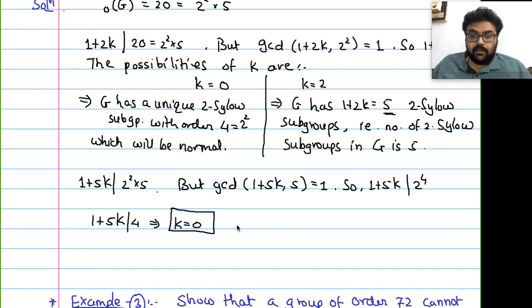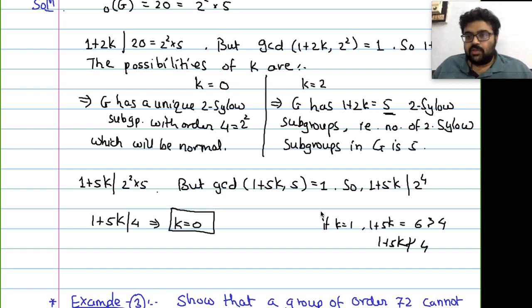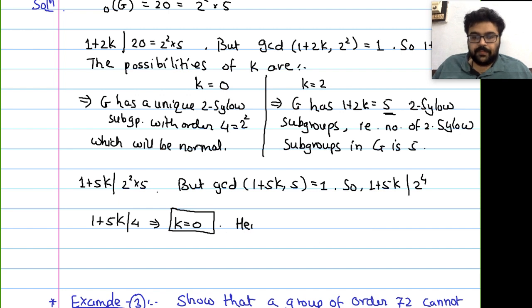If k equals 1, then 1 plus 5k is 6, which is already greater than 4, so it cannot divide 4. Sorry, I got a phone call in between. If k is greater than 1, it also cannot divide 4, so it is not possible. So in that case, k equals 0, hence G has a unique 5 Sylow subgroup.